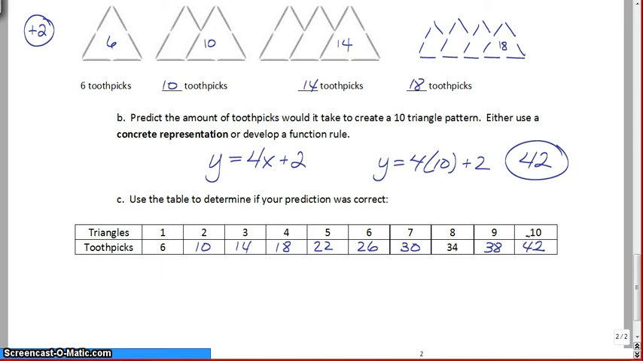And again, imagine if I said do 100. It would take you quite a long time to count and fill in a little chart until you get to 100. That's why developing a function rule will save you plenty of time.